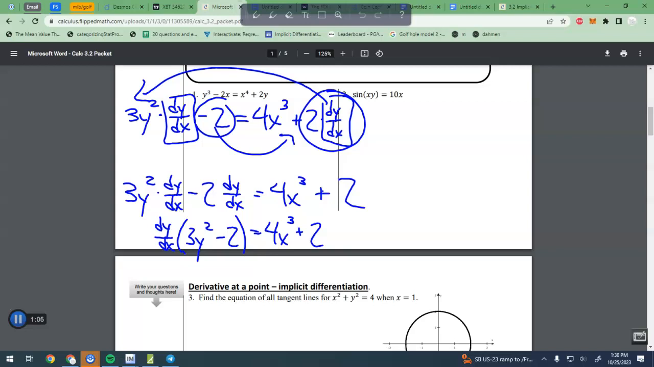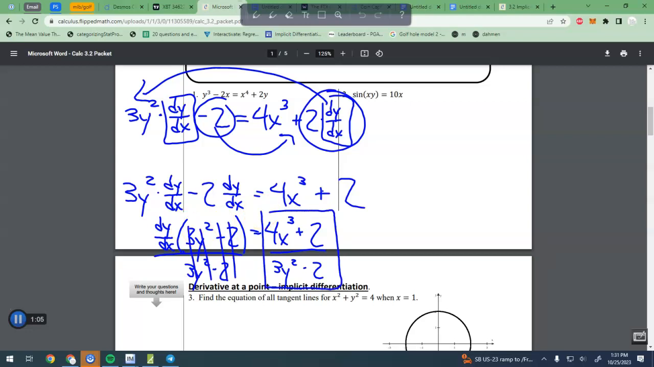And then we want dy/dx by itself. Right now it's being multiplied by this thing, 3y squared minus 2. So I'm going to divide by that thing, 3y squared minus 2. Those go away, and then this is your answer.